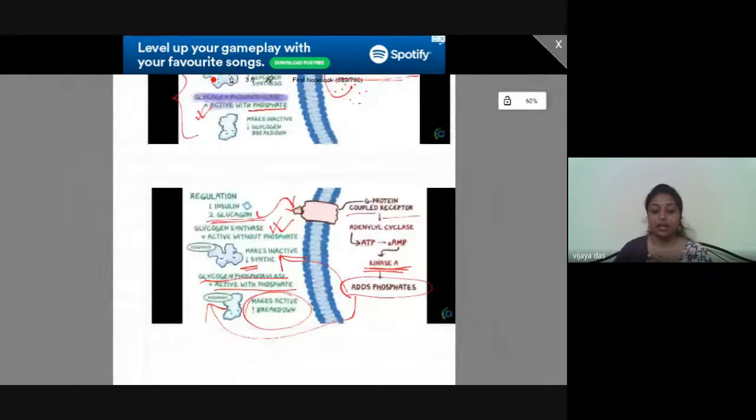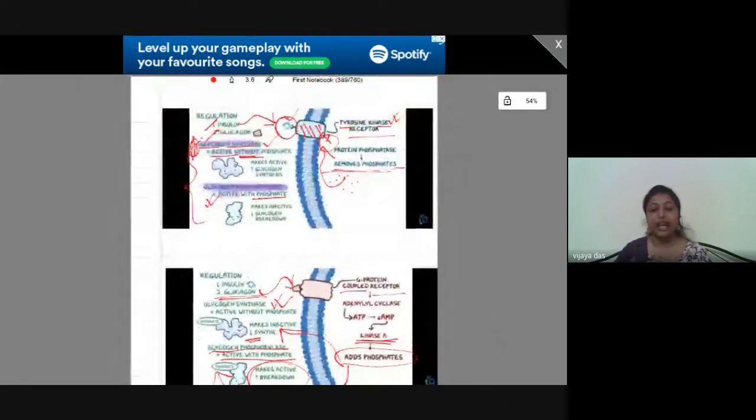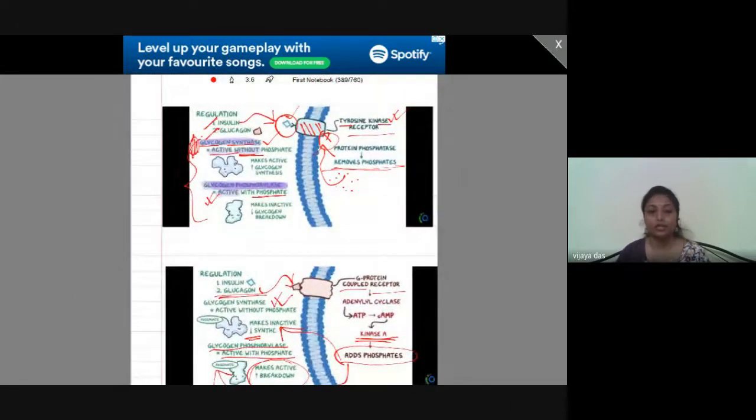Right? So now do we understand what exactly happens during starvation and a well-fed situation? How glycogen synthesis begins and stops in both the processes?